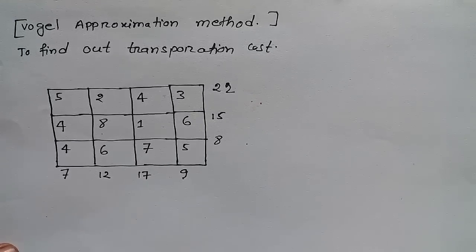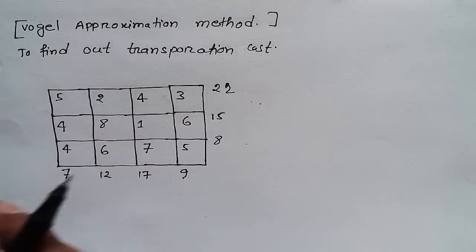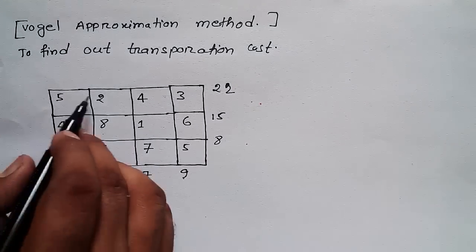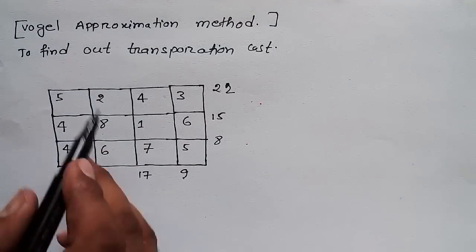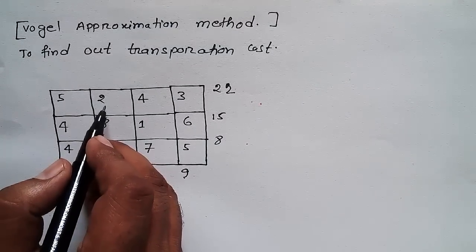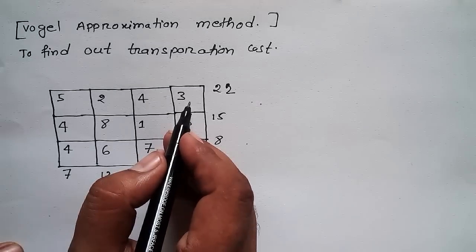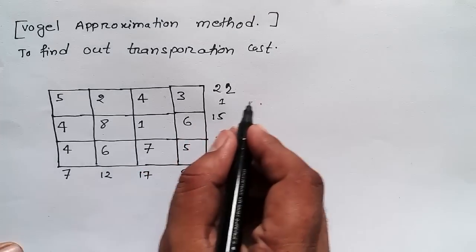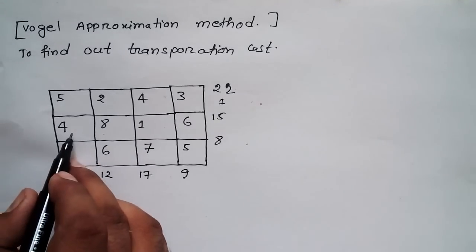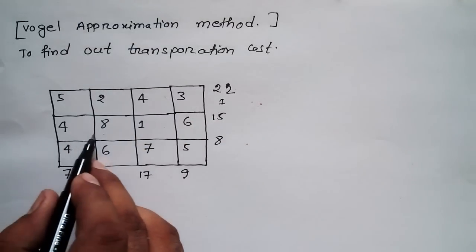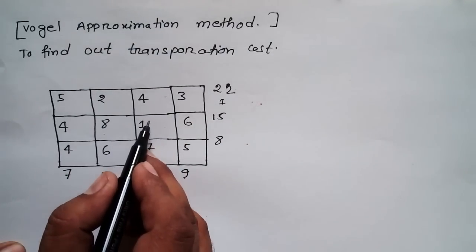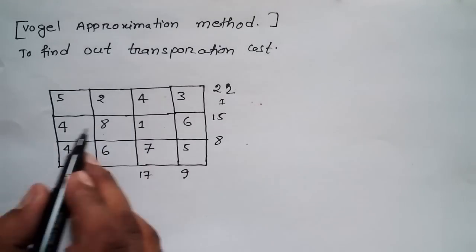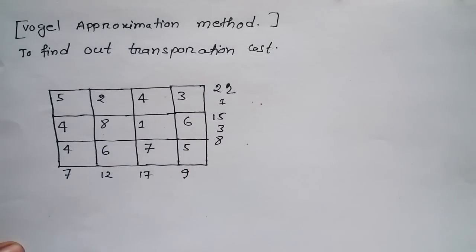In this method, I'm going to find the difference in each row one by one, the difference between the two minimum values. In the first row, the minimum value is 2 and the next minimum value is 3, so the difference between 2 and 3 is 1. I'll write it like this. Now I'm done with this row. Let's come back to this row. Here the minimum value is 1 and the next minimum value is 4, so the difference between 1 and 4 is 3.